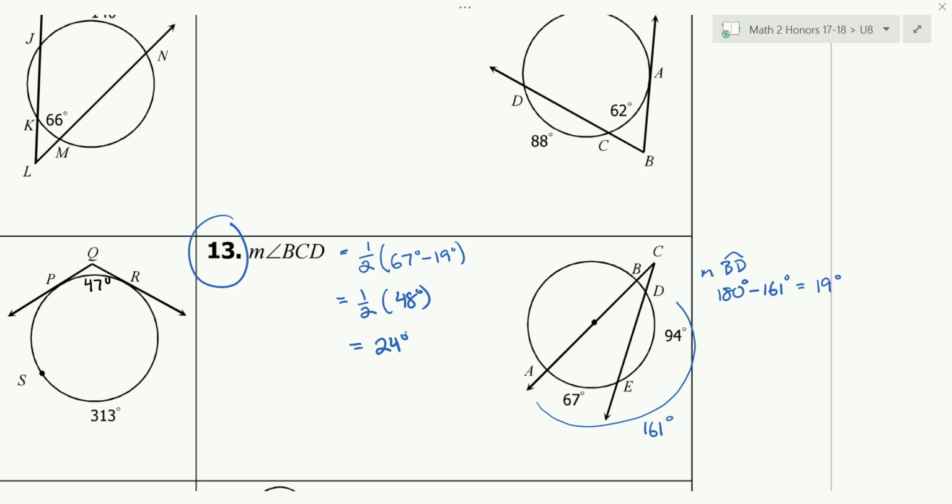Chase, how'd you do it? With the 180. Okay, so this is 180 over here, and then you subtracted from 360, and you still got the 19, and then everything else worked out. Okay, good.